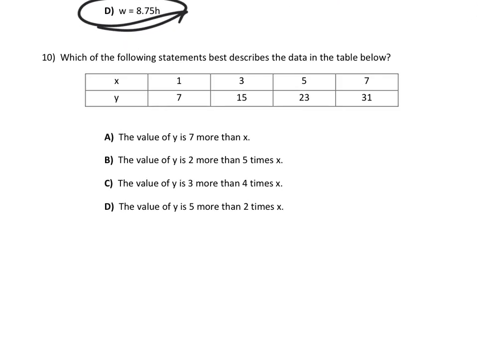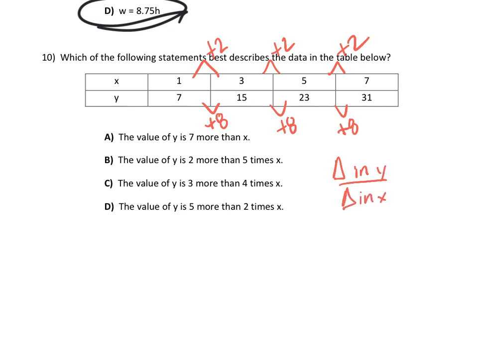Okay, number 10. Which of the following statements best describes the table below? Okay, the change here is plus 8, plus 8, plus 8. The change here is plus 2, plus 2, plus 2. That gives us our change in Y over change in X, which is 8 over 2, and reduces to 4. So 4 is our M.